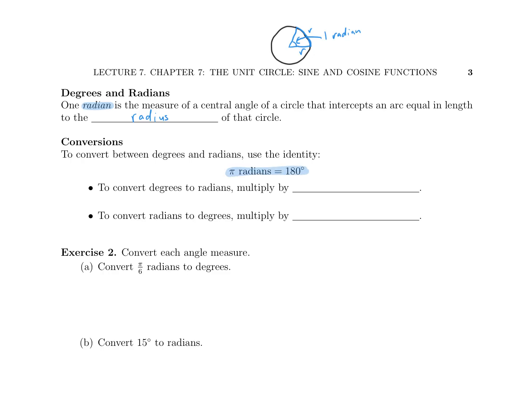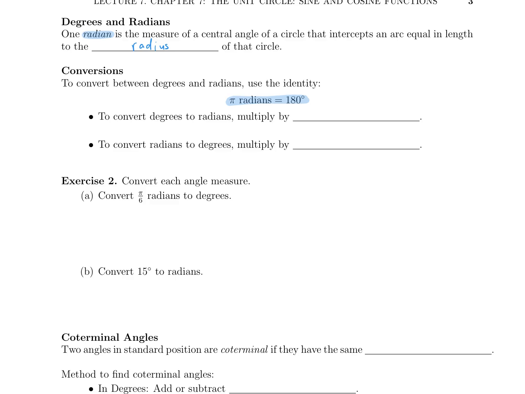All right, what you really want to know is that pi radians is equal to 180 degrees. That's the really important identity that you want to memorize. Pi radians equals 180 degrees because you're going to use that to convert from degrees to radians. So to go from degrees to radians, you want to multiply by pi over 180 degrees.